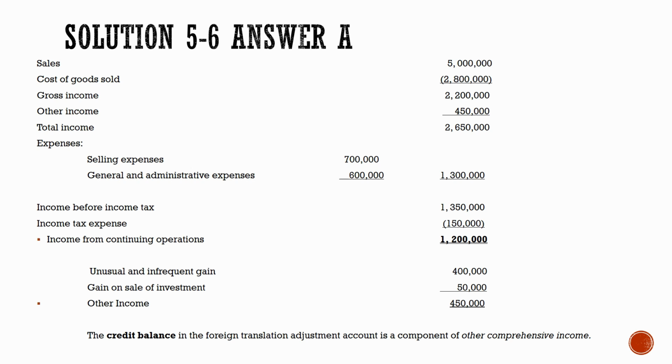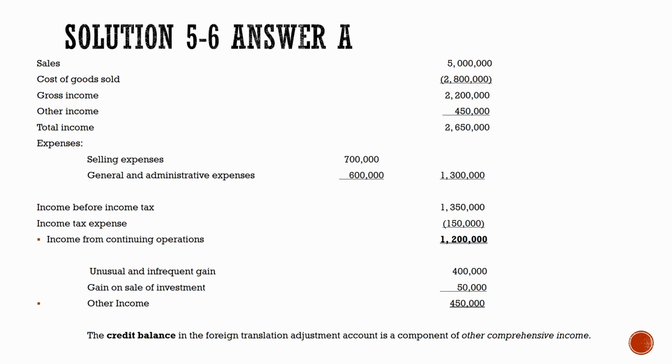So, katulad ng nakikita nyo sa ating solution, sales minus cost of goods sold, makakuha tayo ng gross income na 2,200,000. Then, i-add natin yung other income na 450,000 to get the total income. So, saan ang galing yung 450,000 na other income? Kung makikita po natin sa problem, meron doon na unusual and infrequent gain amounting to 400,000 and gain on sale of investment na 50,000. So, doon po nanggaling yung other income na 450,000.